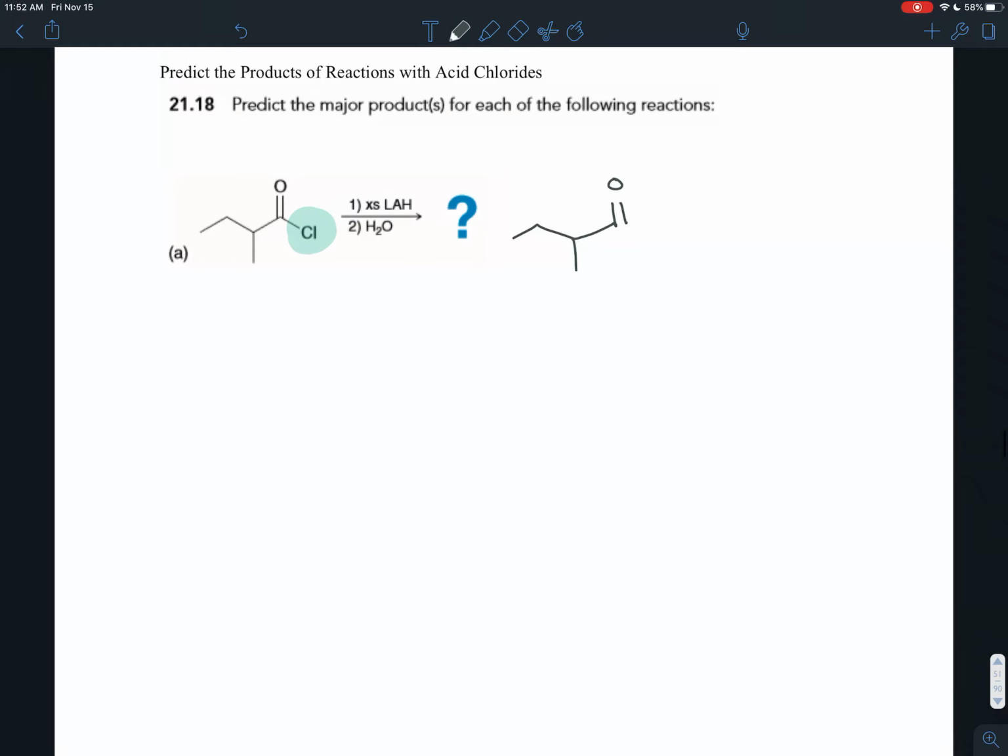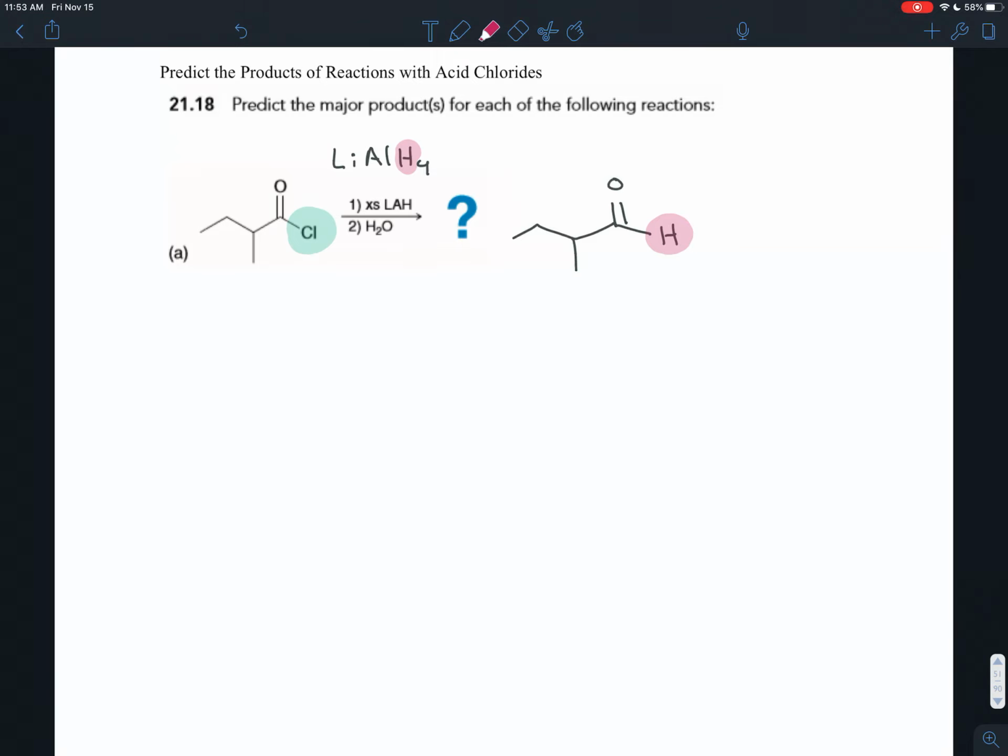So what is the nucleophile? LAH is lithium aluminum hydride. The nucleophile in that is the hydrogen. Now when we talk about the mechanism, I'll talk about why, but ultimately you replace the leaving group with that nucleophile. Now that's a plausible answer, but it ignores one key thing.